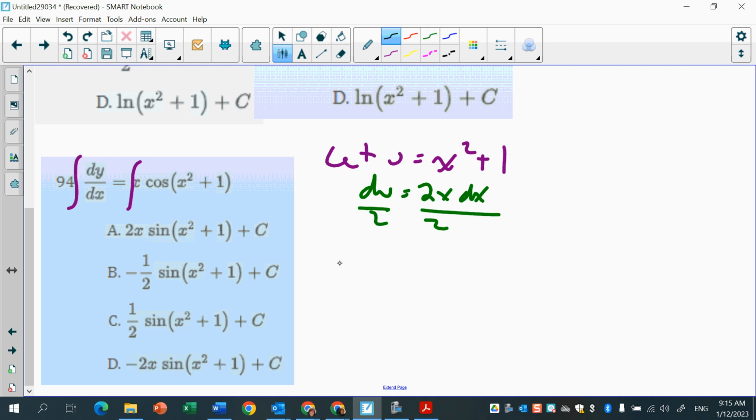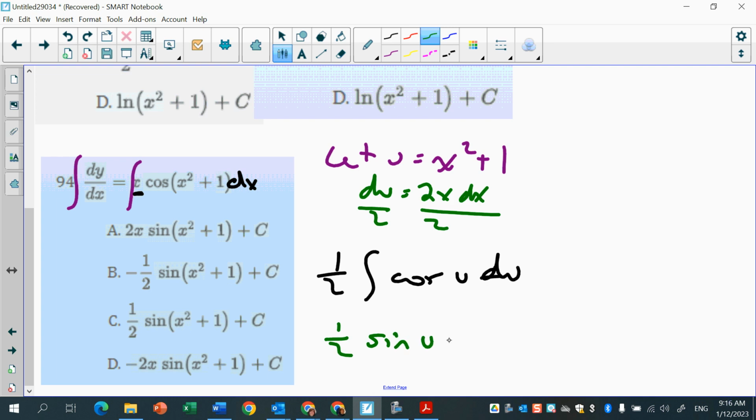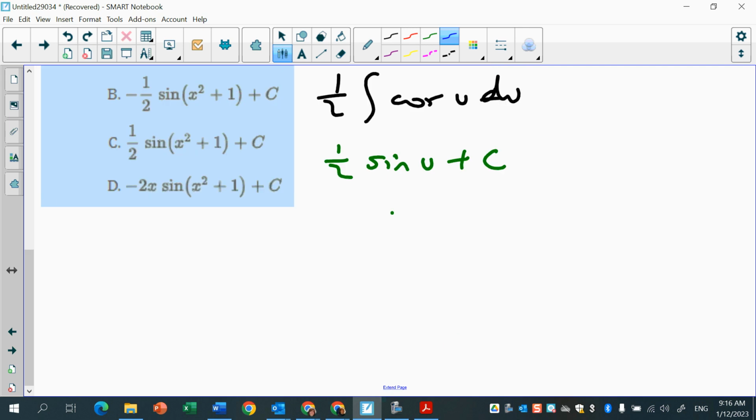So again, I'm going to have the 1/2 on the outside. The x is right here, so we're good on that piece. So it becomes cosine of u du. And the integration of cosine is sine, 1/2 sine of u plus c. And so my final answer is 1/2 sine of x squared plus 1 plus c. And that answer is C. And it looks just like mine.